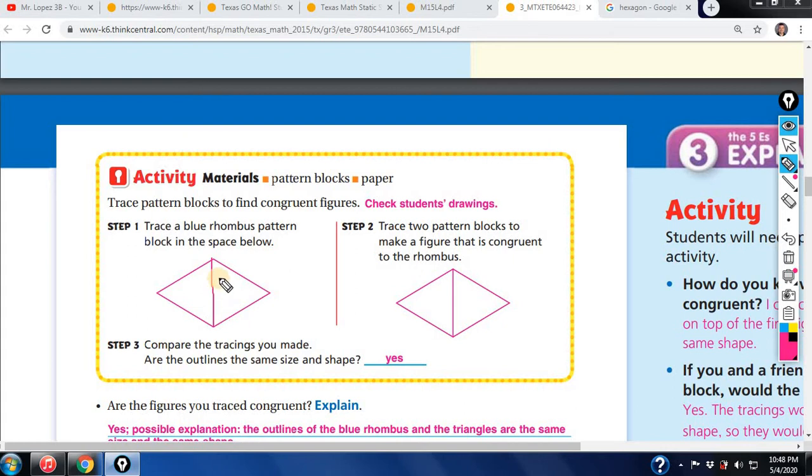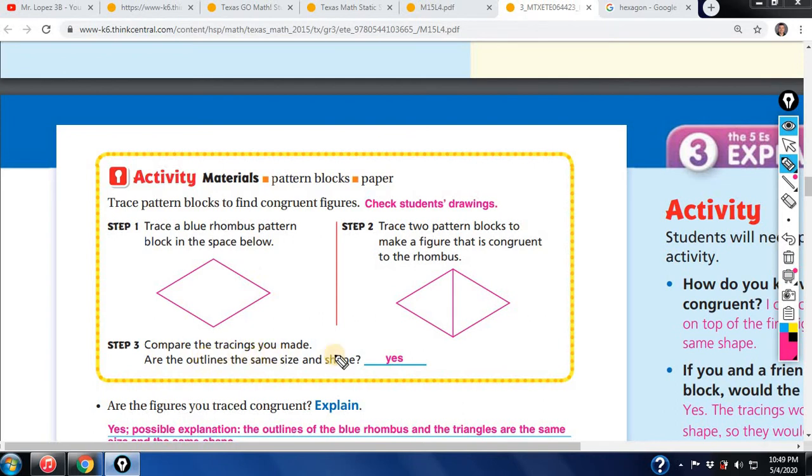Okay? Just for your information, a line that divides a shape or an object into two congruent halves is called the line of symmetry. Let me spell it out. Line of symmetry. Okay, a line of symmetry divides an object into two congruent halves. And you'll see that in the future.